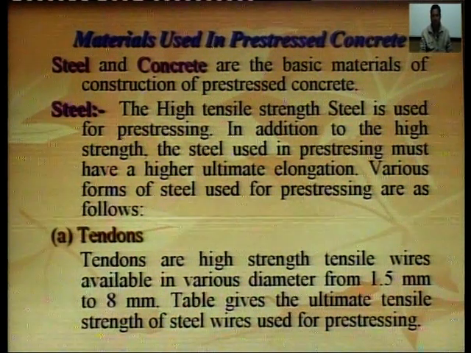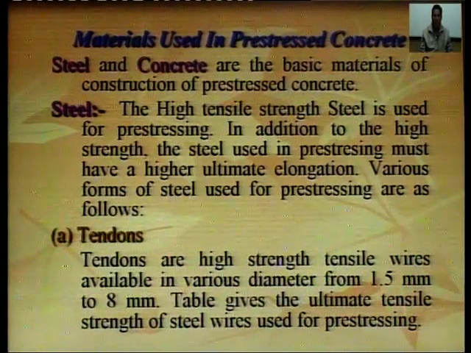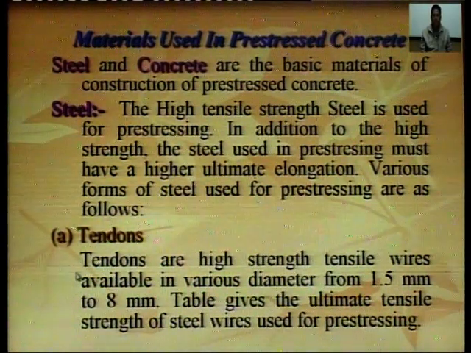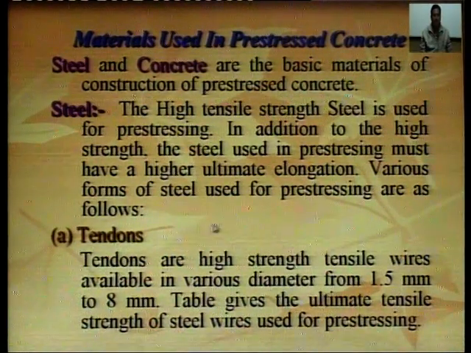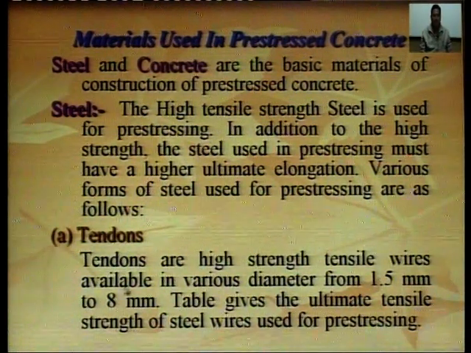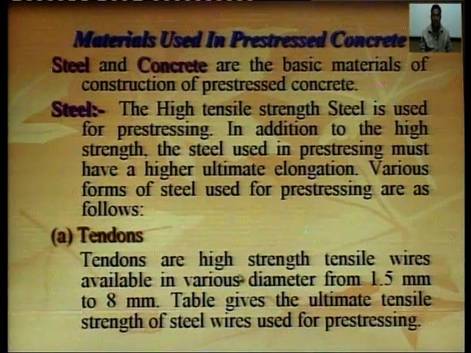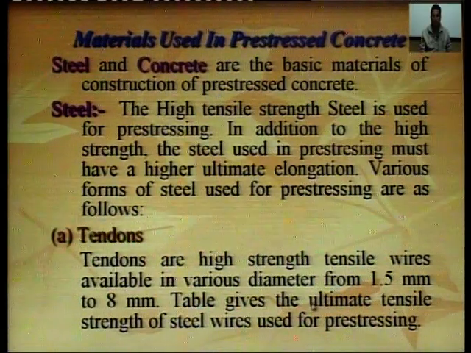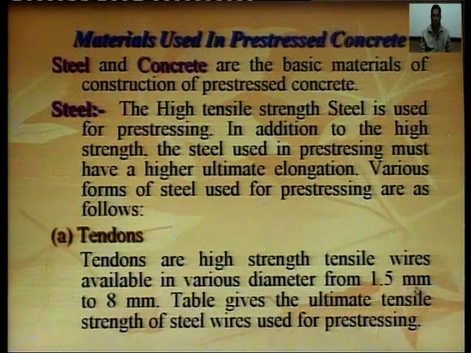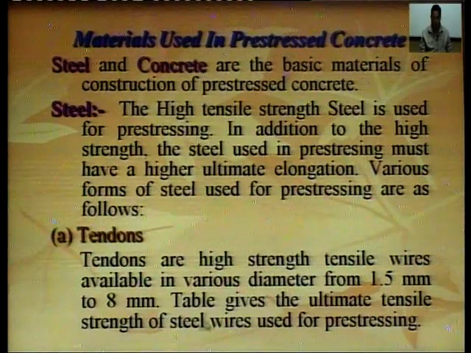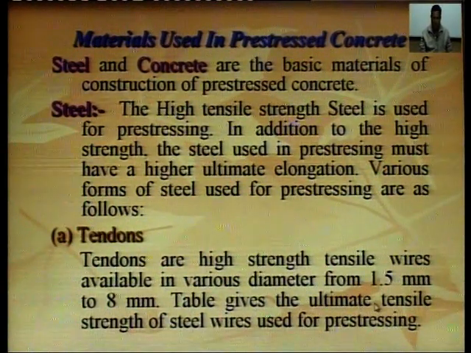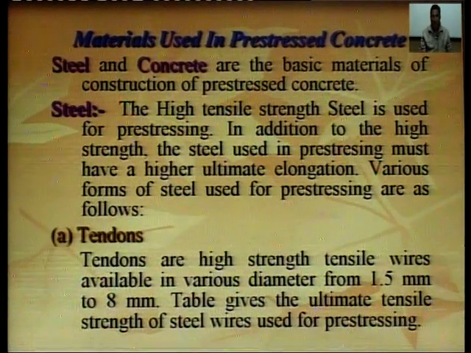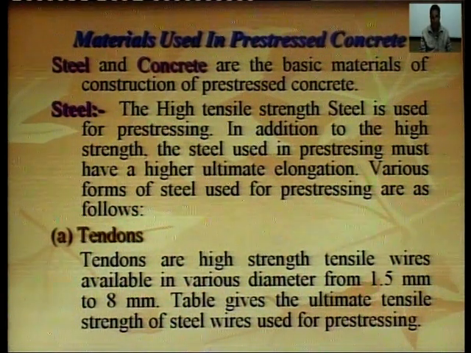Various forms of steel used for pre-stressing are as follows. The first type is tendon. The steel is used in the form of a tendon. Tendons are high strength tensile wires available in various diameters from 1.5 mm to 8 mm.